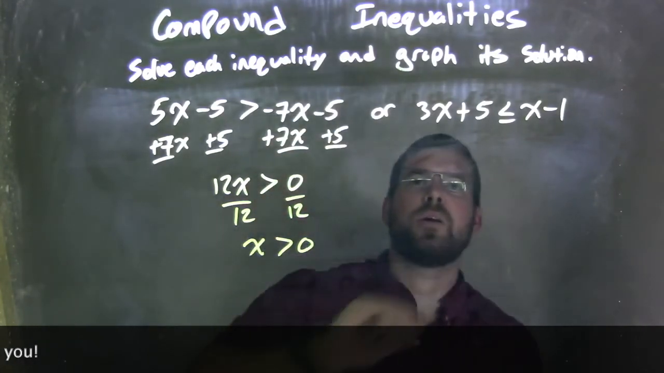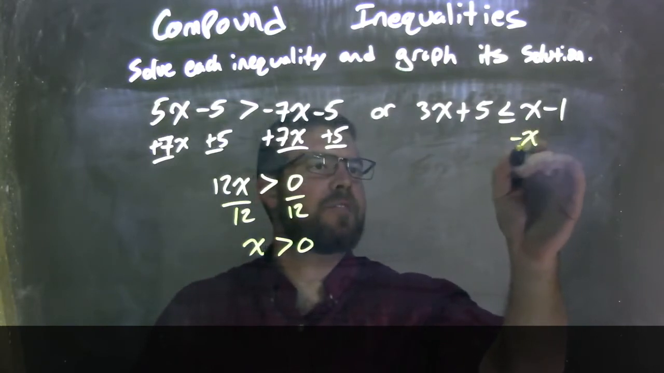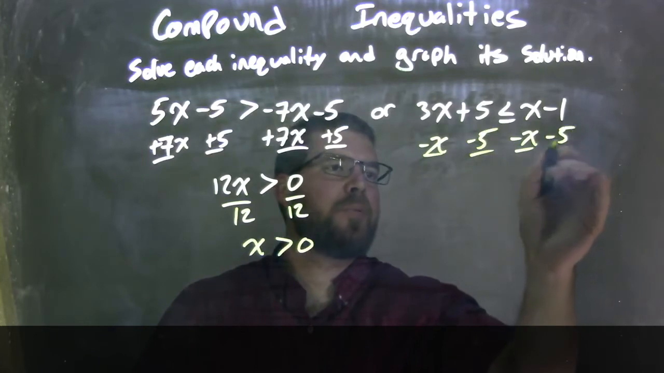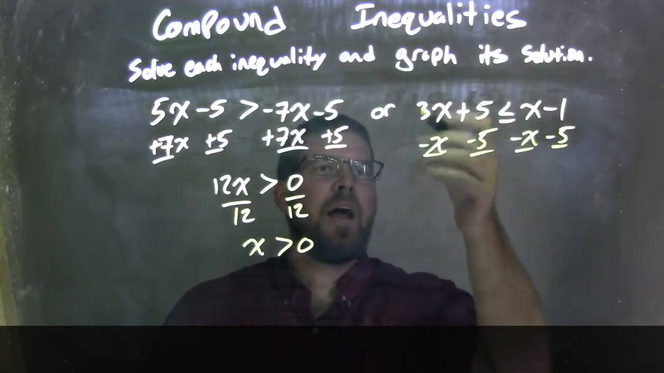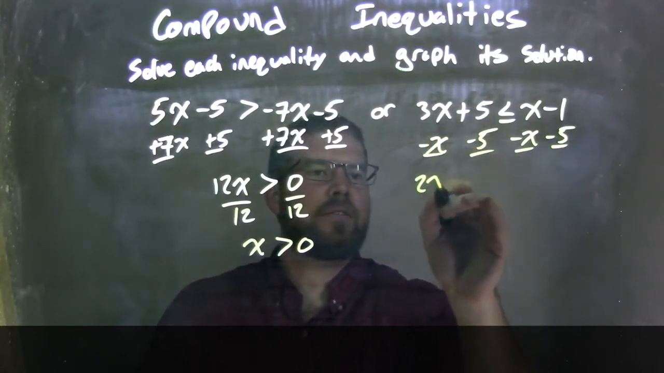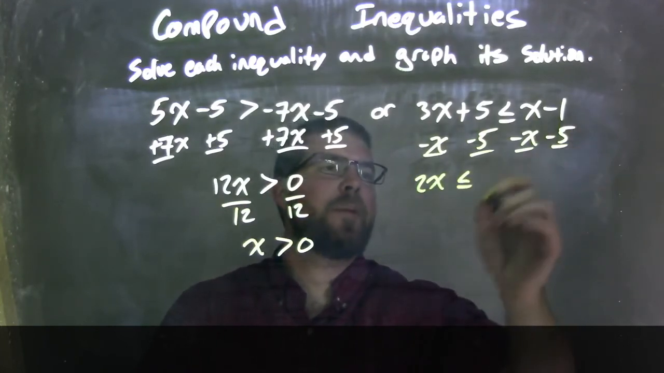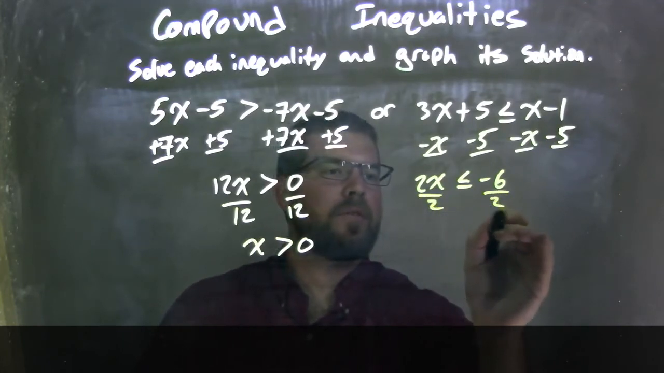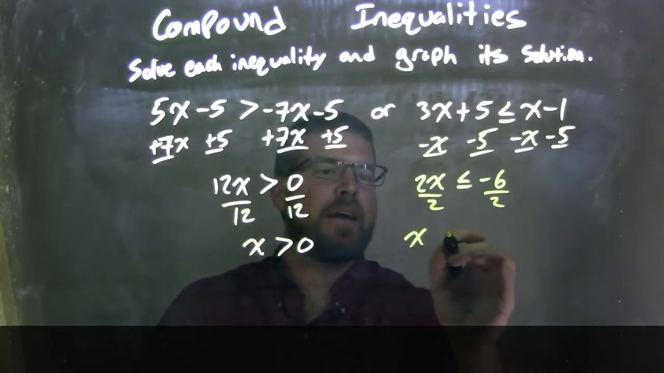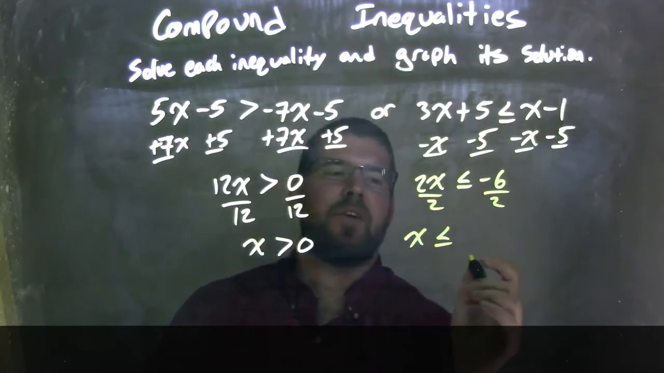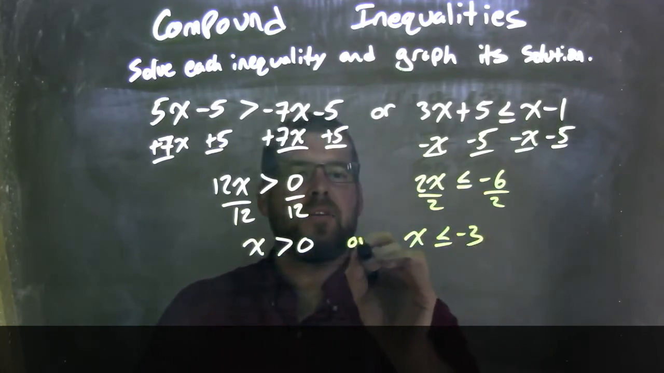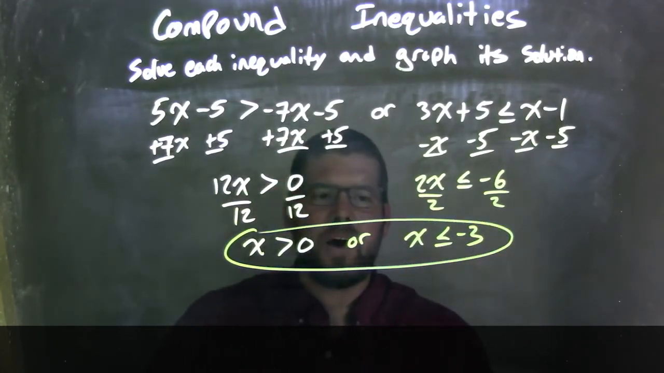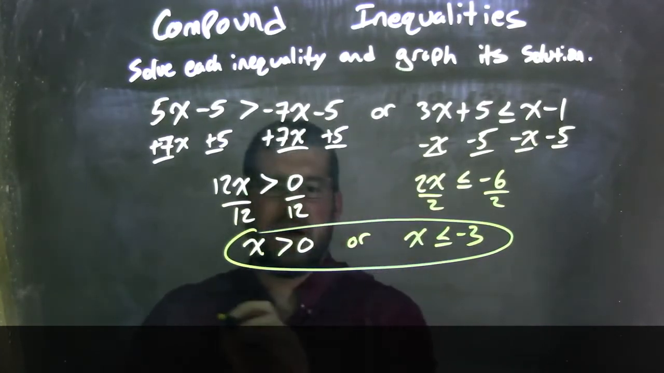So now I need to solve this one on the right. So I'm going to subtract the x to both sides, and I'm going to subtract a 5 to both sides. Let's bring our x's to the left, numbers to the right. 3x minus x is a 2x, is less than or equal to -1 minus 5 is a -6. From there, I'm going to divide by 2 to both sides, leaving me x by itself, less than or equal to -6 divided by 2 is a -3. That's an or statement between them, so if x is greater than 0 or x is less than or equal to a -3. So now I need to graph them.